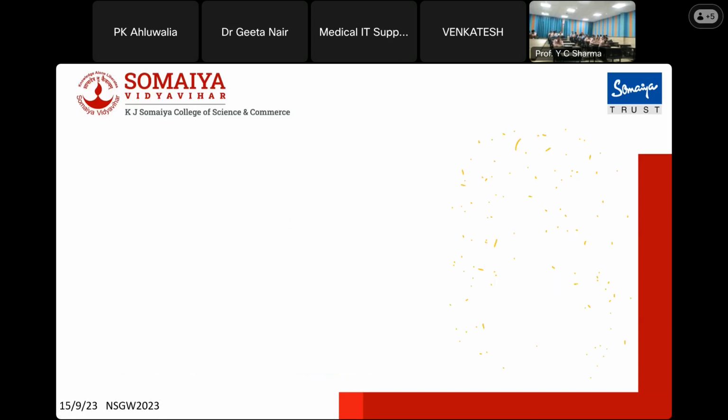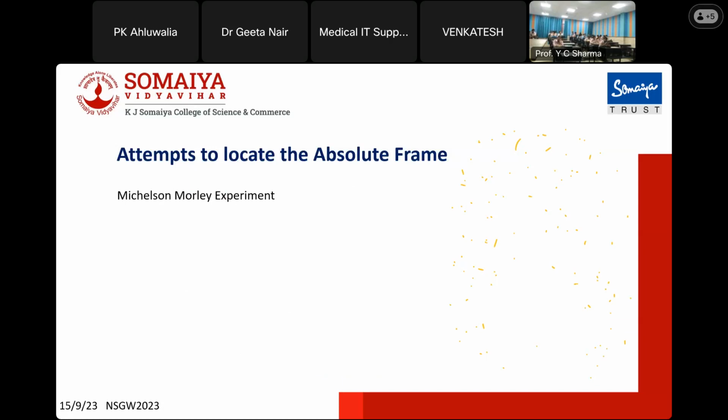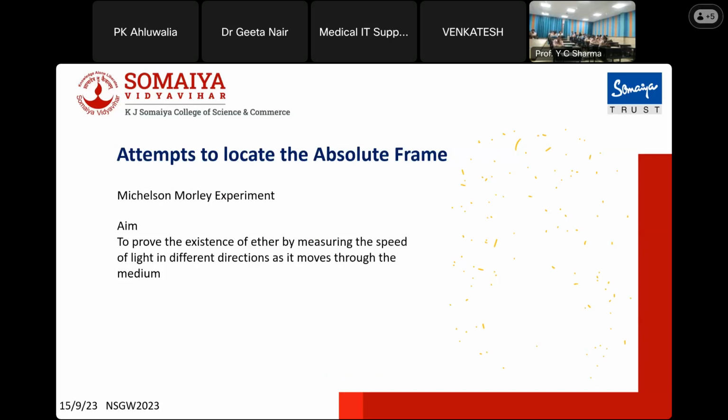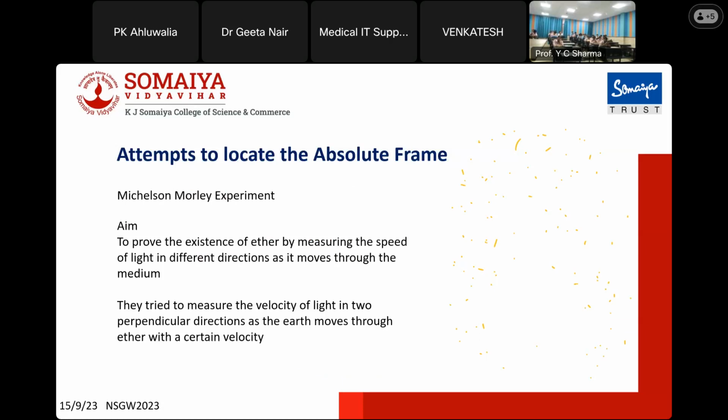So what was the experiment about? The experiment was an attempt to locate the absolute frame of reference which was attached to the so-called ether. So they were trying to prove the existence of ether by measuring the speed of light in different directions as it moves through the medium. So what they did was they tried to measure the velocity of light in two perpendicular directions as the earth moves through the ether with a certain velocity.